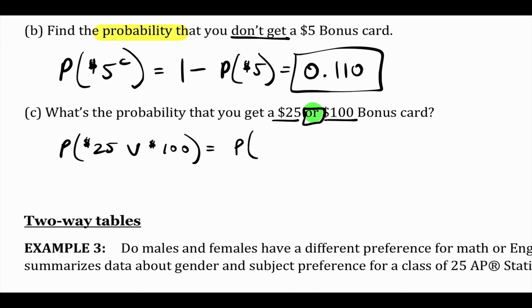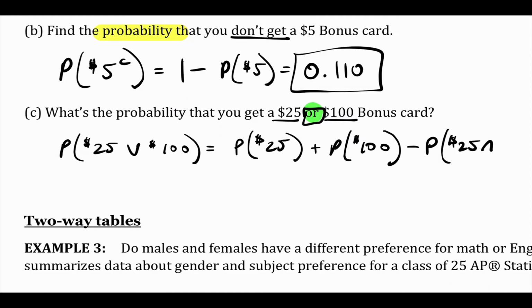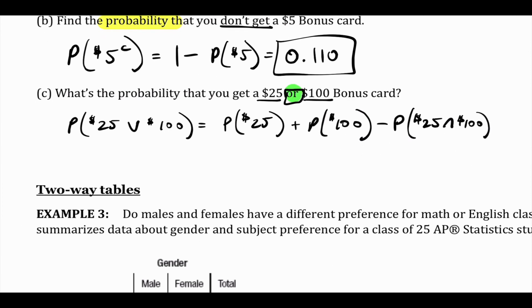So what I'm going to do is find the probability of $25. I'm going to add that with the probability of $100, and I'm going to subtract the probability of both happening. Because that's what the formula said. It's on your paper, on your neon paper. It said the probability of one plus the probability of the other, and then you're minusing the probability of both. Okay? So let's do this.